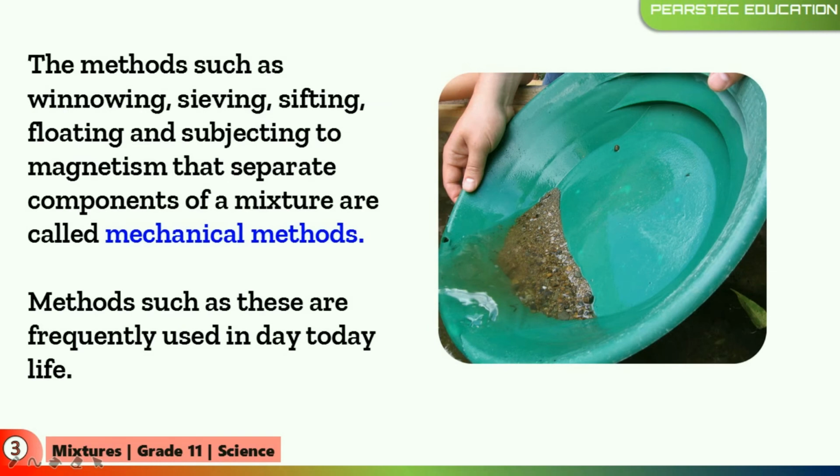Now the methods such as winnowing, sieving, sifting, floating and subjecting to magnetism, those are the 5 methods that we learned that separate components of a mixture. They are called what? Mechanical methods. So methods such as these are frequently used in day-to-day life. Roam around and look around at how many people are using these kinds of mechanical methods of separation.